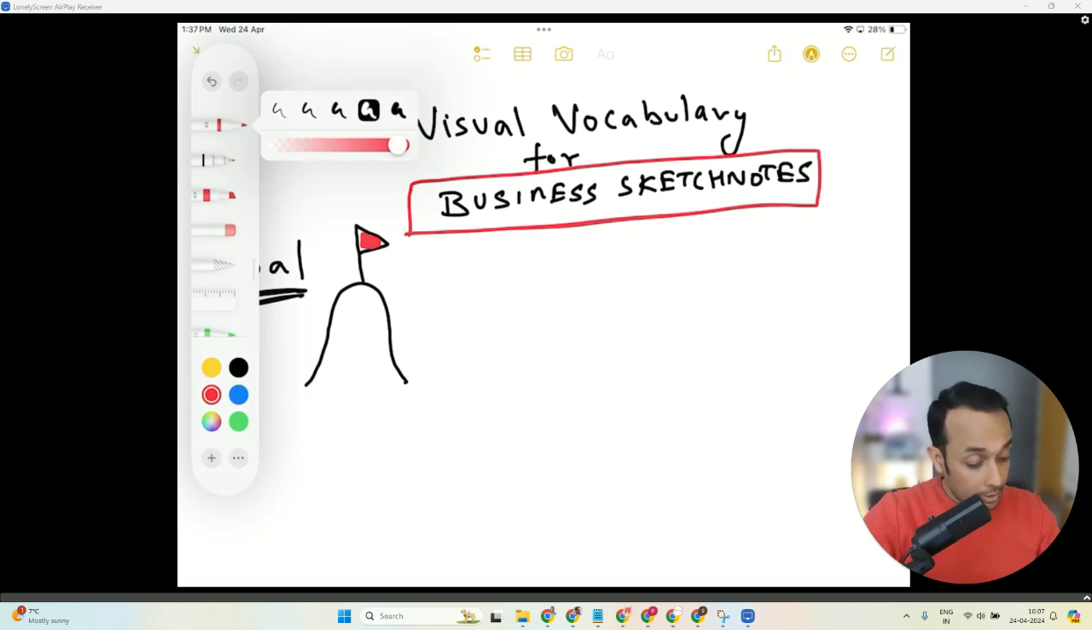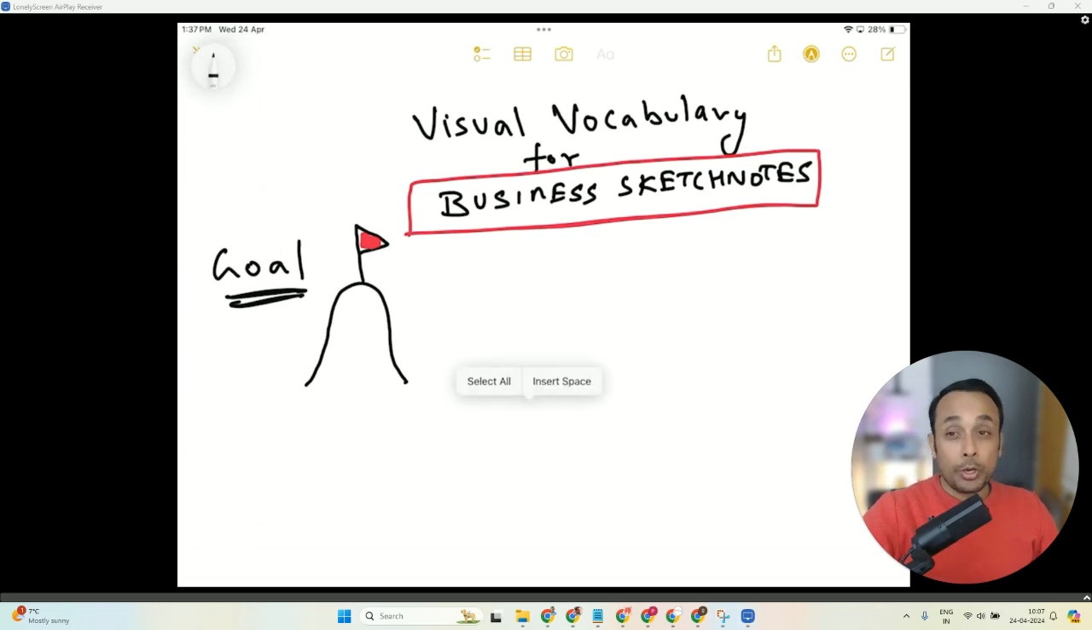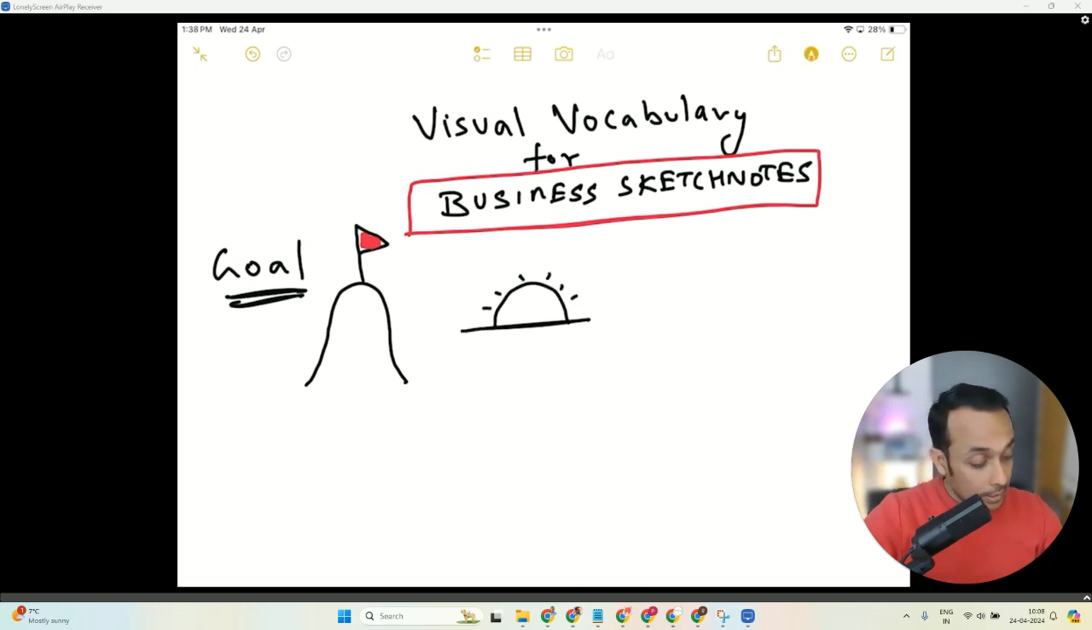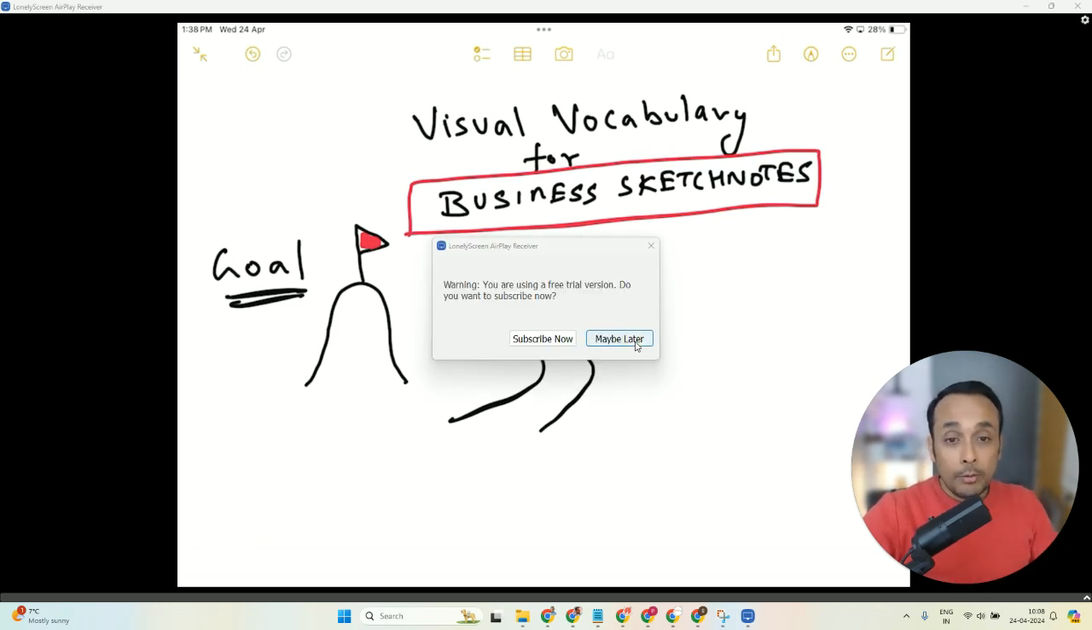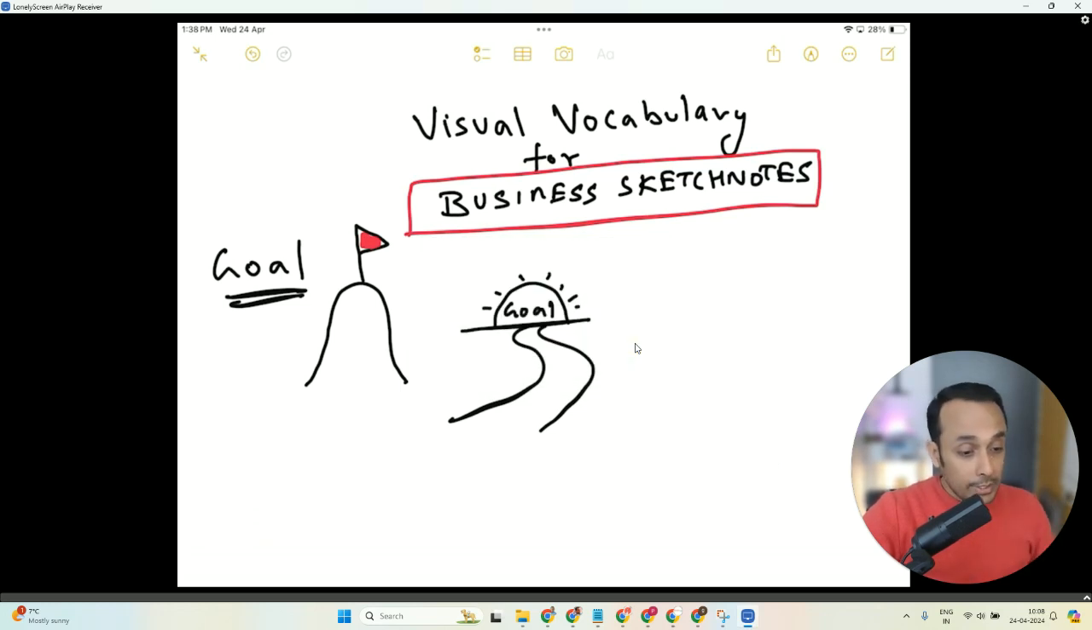There can be different metaphors for drawing goal, but this one we have chosen as drawing a flag on the mountain. Another goal can be, draw a sun and then draw a path to go towards the sun, and this can also be your goal. We use this a lot when we are showing scope of the training or vision and mission statement of the company. So that's how you can draw goal. Let's draw a few other things.